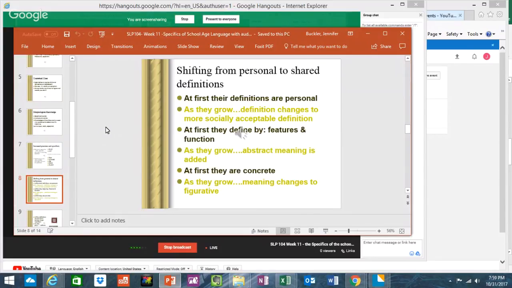As they get older, they will define by category. Excuse me for 1 second. I'll be right back.